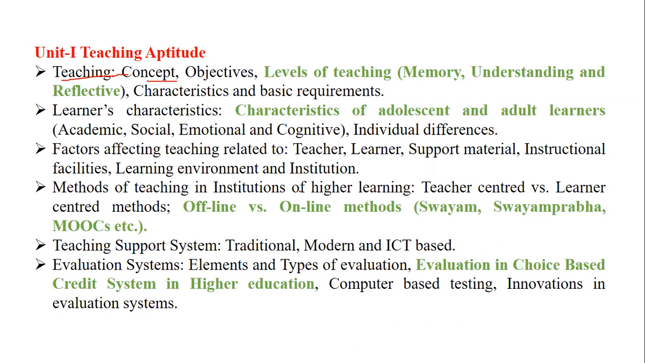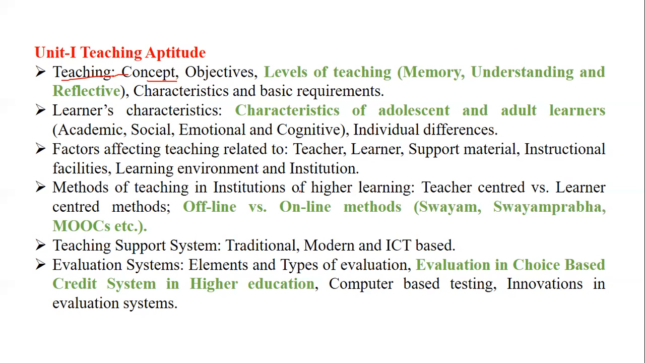Levels of teaching, where you have 3 levels: memory, understanding, and reflective; characteristics and basic requirements. You have learners' characteristics, so characteristics of adolescent and adult learners from the viewpoint of academic, social, emotional, and cognitive aspects, including individual differences. You also have factors affecting the environment and institution, wherein you have learners, support material, instructional facilities, learning environment, and methods of instruction, wherein teacher-centered, learner-centered, online versus offline methods, and teaching support system are there. Evaluation is also there, talking about elements and types of evaluation, evaluation in the choice-based credit system in higher education, computer testing, as well as innovation in the evaluation system.